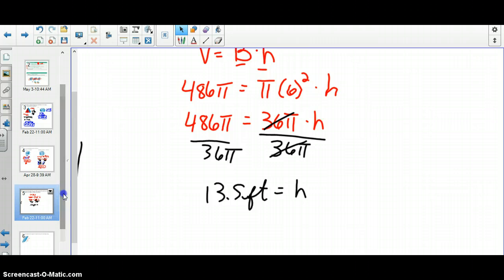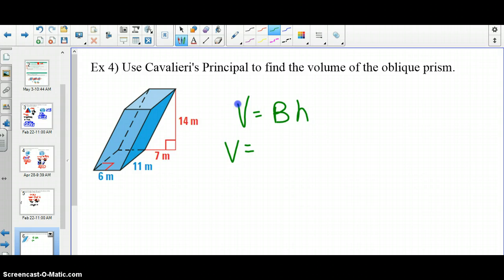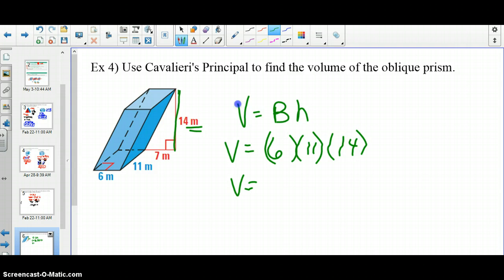Okay, so let's do the very last one. This one goes pretty quick. All right, we're going to use Cavalieri's principle. This is just the volume of an oblique prism, so you're going to approach this the same way you would any prism. The volume is base times height. So the area of the base is 6 times 11. And the height, they even have it labeled for you. The height of the prism is this measure right here, which is 14. So the volume is 924 meters cubed.